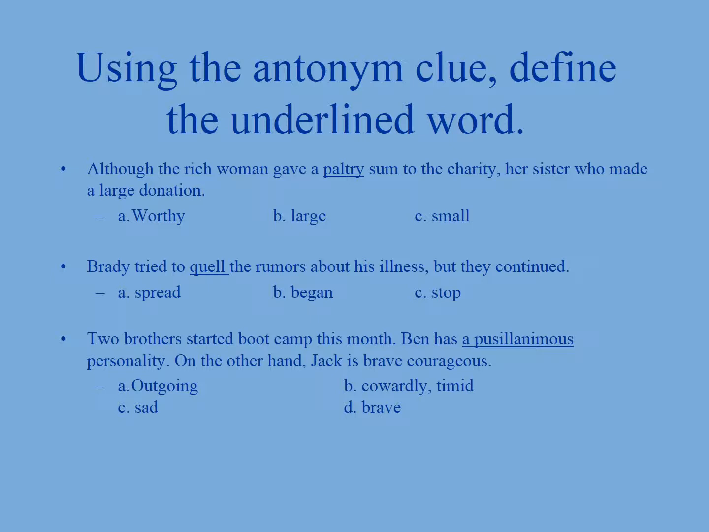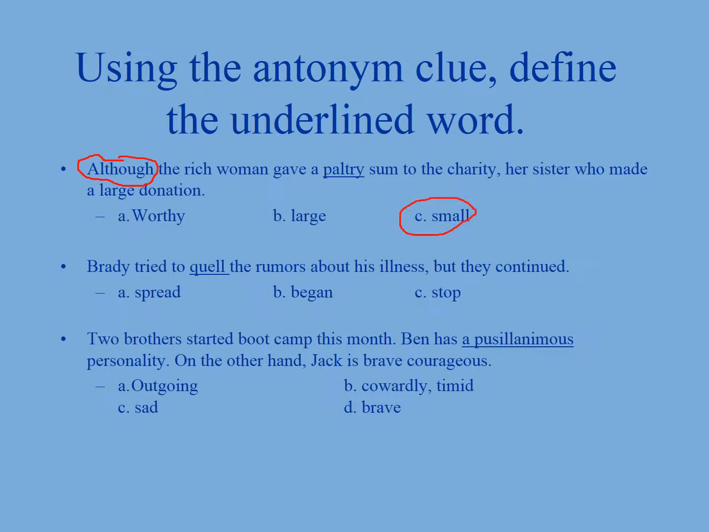"Although the rich woman gave a paltry sum to charity, her sister made a large donation." The word "although" is the signal word that indicates an antonym clue. And so antonym clues mean the opposite. So although the rich woman gave a paltry sum to charity, her sister made an opposite donation, which is a large donation to charity. Okay, and so if the rich woman did the opposite of her sister, and her sister made a large donation, paltry means the opposite of large. And so what does paltry mean?